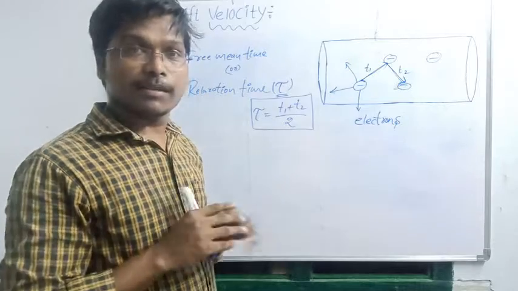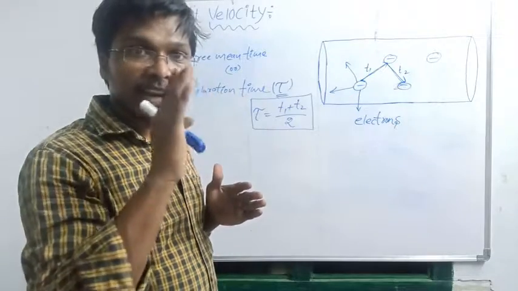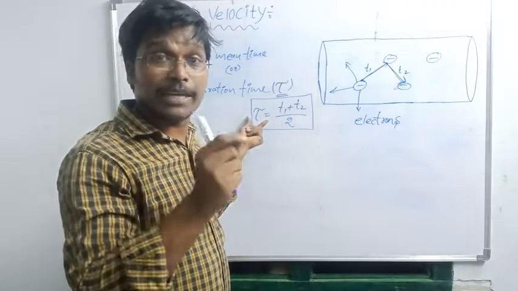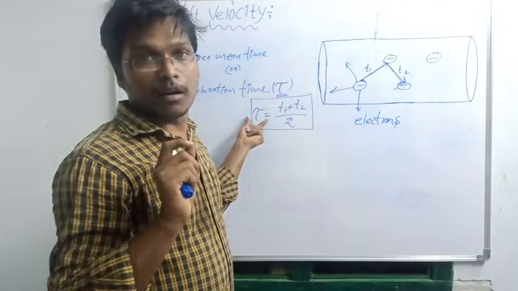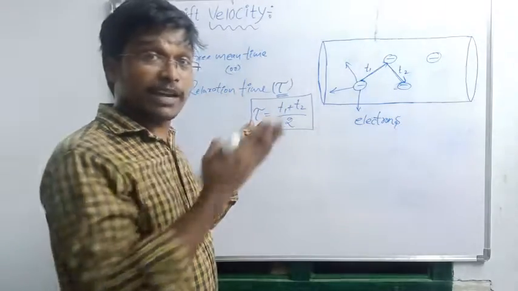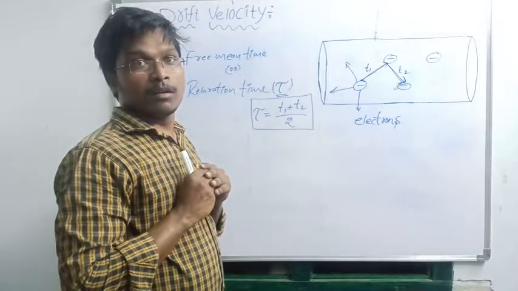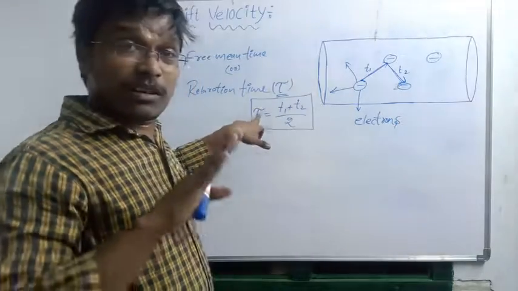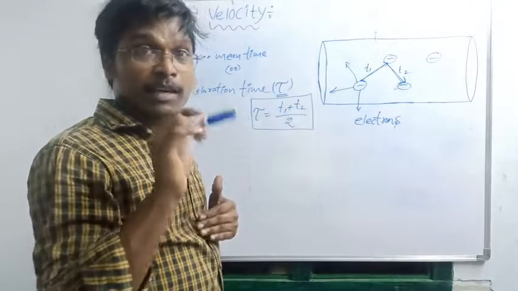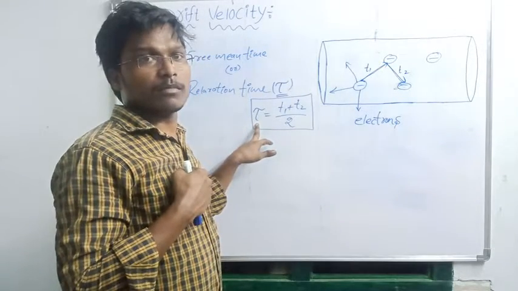Always remember in this concept, whenever we are going to use the time t, in the place of t we can write tau. I hope you understood this. The average time between two collisions is nothing but the relaxation time, which we indicate as tau. After this topic, continuously, whenever we use the time small t, instead of small t I can substitute tau. Just remember this term.